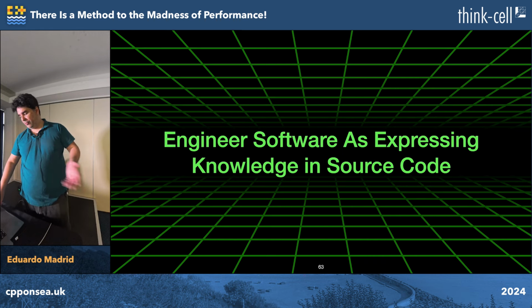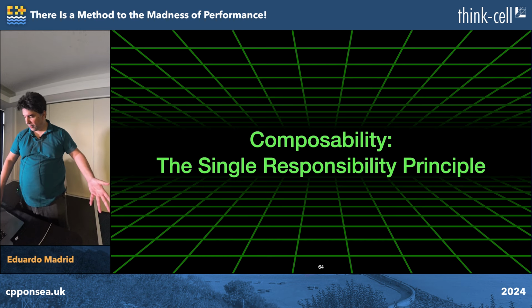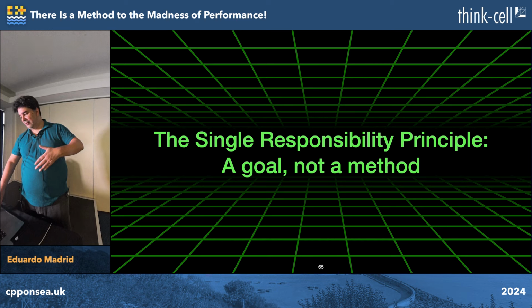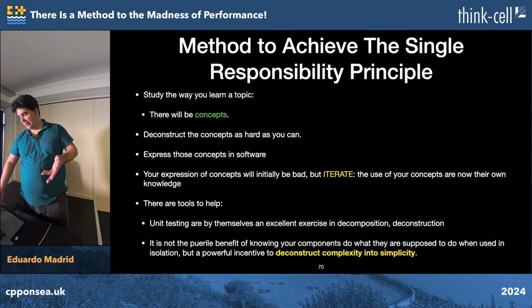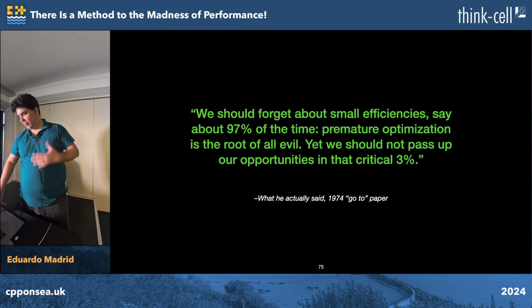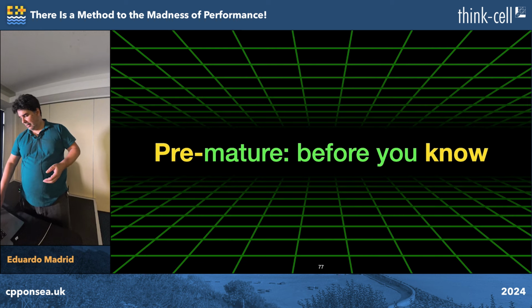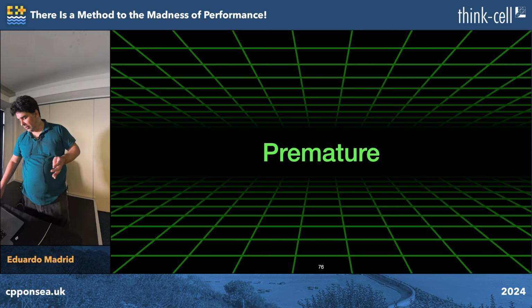Then the recommendation would be to engineer software as expressing knowledge in source code. And this is easier said than done, of course. And one of the keys of composability is the single responsibility principle. But the single responsibility principle is a goal. It is not a method to achieve it. So the rest of the slides that I have in the presentation, you can read them at your leisure and see if you agree with our recommendations or not. We are very interested in knowing the conclusions that you might get from them.